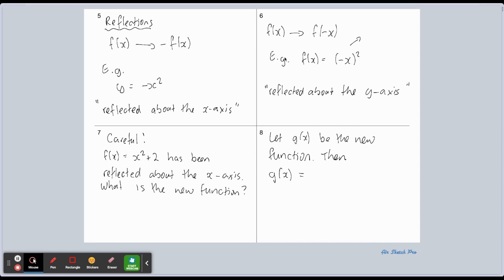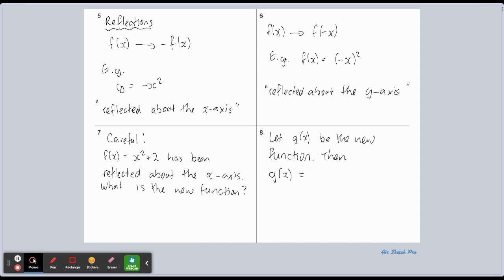So as you can see there down below, I've got a bit of a careful one there. This is an example where I've got a translation that's happening first. So f of x equals x squared plus 2 has been reflected about the x-axis. What is the new function? It means that the output, the y-coordinate, has been made negative.